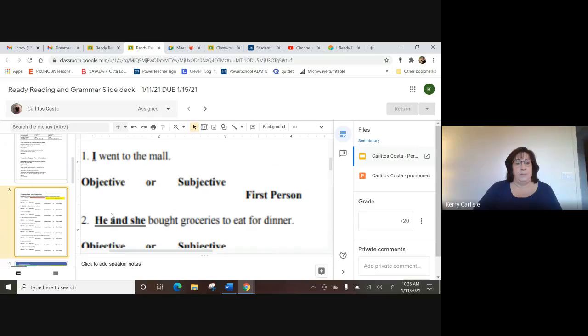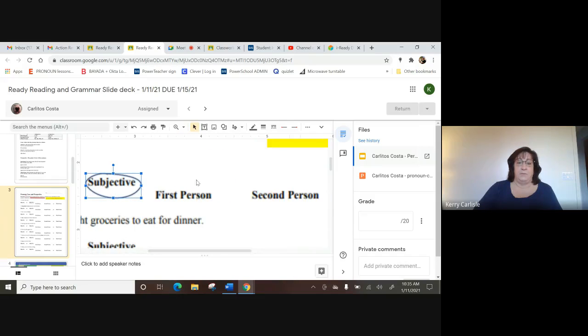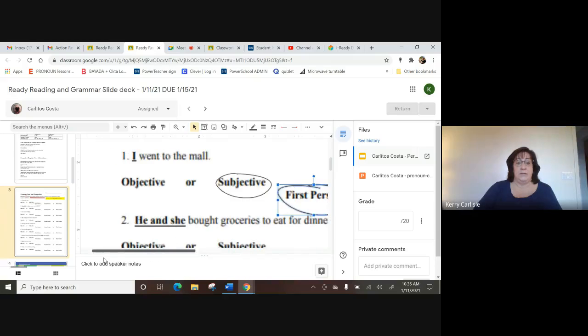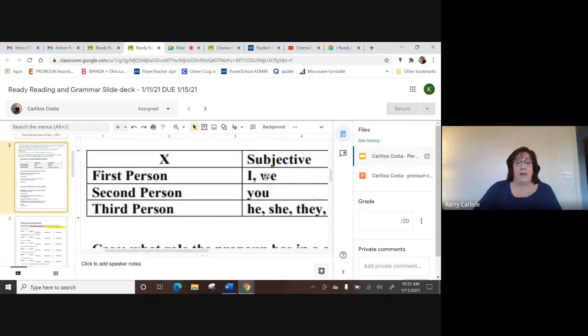So I'm going to go back to number 1 and I'm going to use my little scribble here. I'm going to select line. I'm going to select scribble. And I'm going to circle it's subjective because it's the subject of the sentence, right? And according to my chart, it's subjective. And then the other one I'm going to do is the fact that this is first person. How do I know that? Because it says so in my chart. Okay, I just did number 1. How did I get those answers? Right here. It says I, that's first person. Okay, that's how I know.